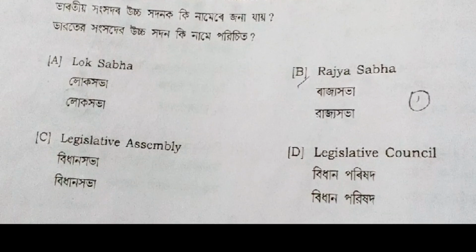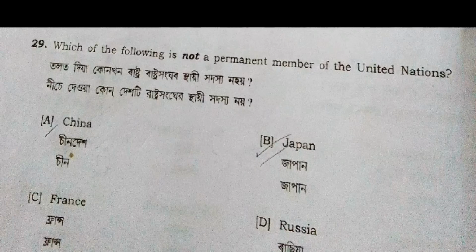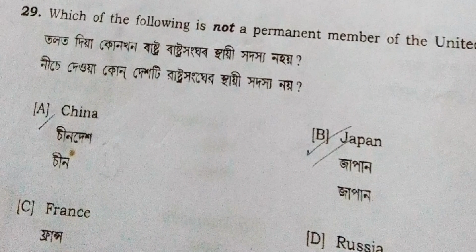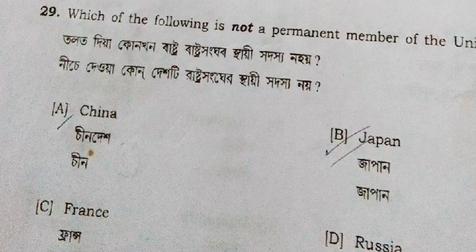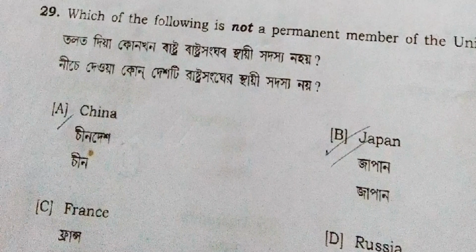So the next question is, which of the following is not a permanent member of the United Nations? Is it option A, China, or is it B, Japan, C, France, or is it D, Russia? The option is none other than Japan.